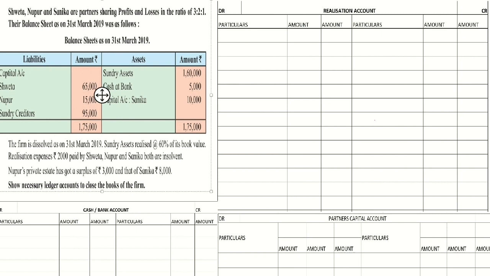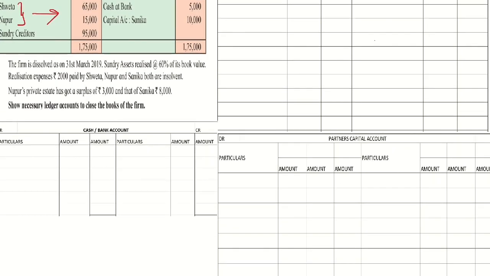First, we know that we just do posting. So we record everything on the ledger accounts. Partners' capital, we have three partners. On the liability side, we record by balance brought down: $65,000 and $15,000 for Sweta and Nupur.